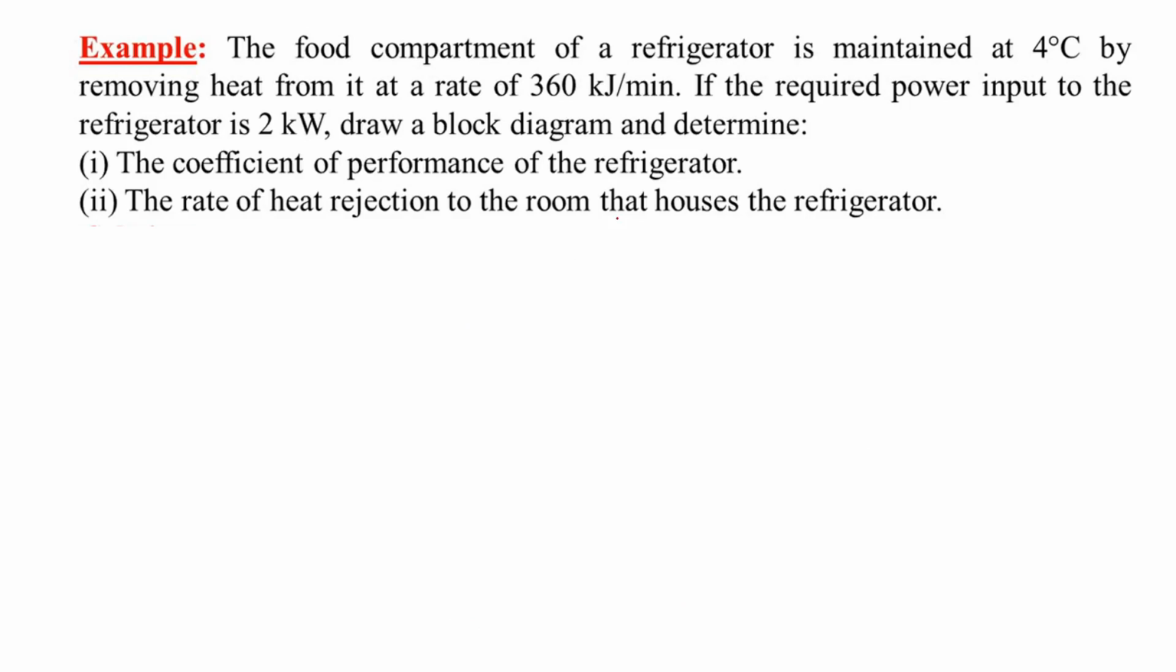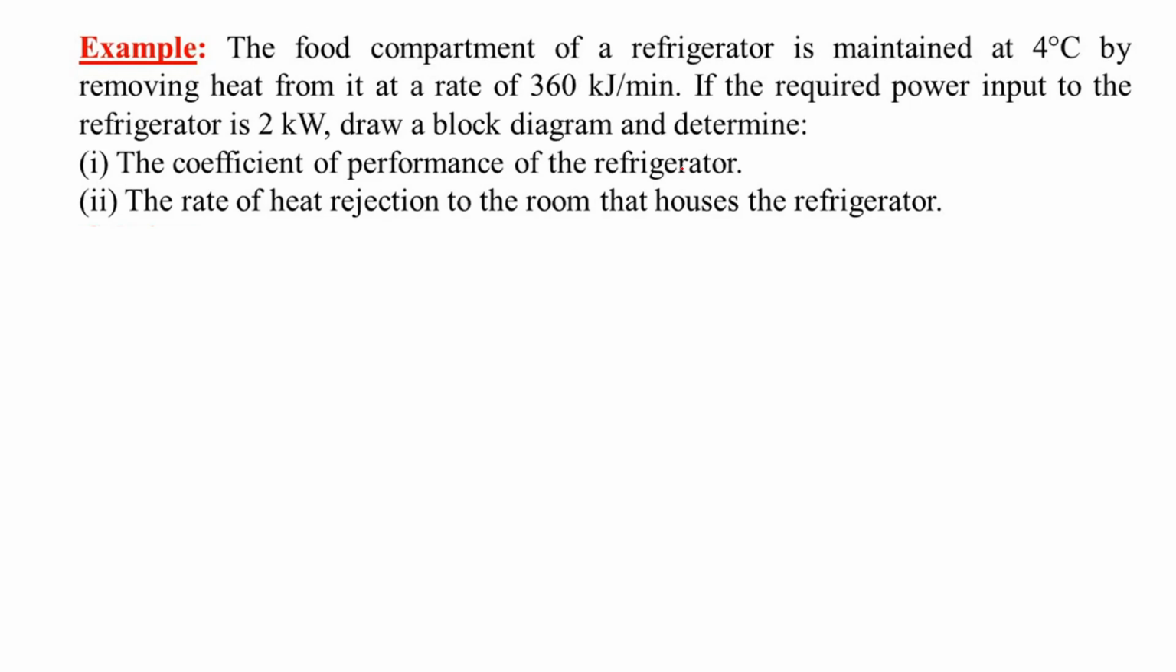So today we are going to discuss the first question. It's a continuation of what we discussed in the last class. The food compartment of a refrigerator is maintained at 4 degrees Celsius by removing heat from it at the rate of 360 kilojoules per minute. If the required power input to the refrigerator is 2 kilowatt, draw a block diagram and determine first the coefficient of performance of the refrigerator and second the rate of heat rejection to the room that houses the refrigerator.